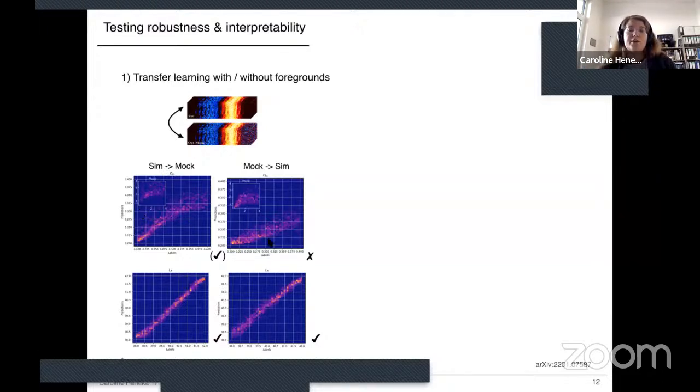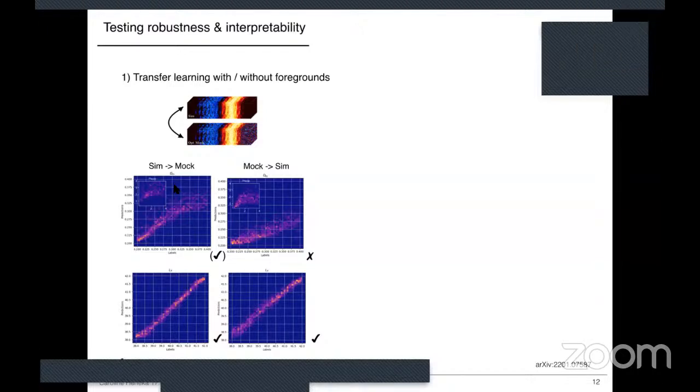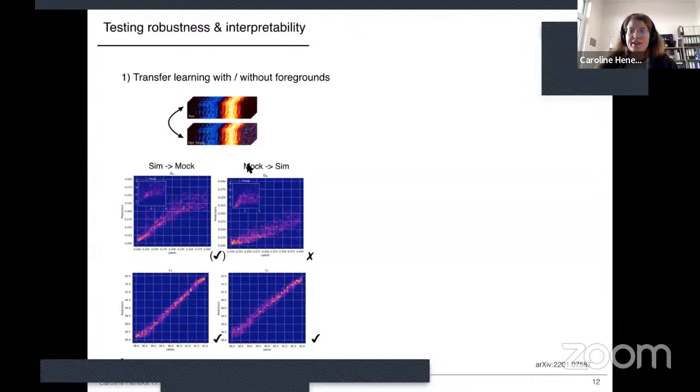But if we go the other way, so we say we have a good noise model, train our network on a light cone plus noise, and then go to the bare model, we actually get a large bias. So one needs to be careful here and really understand how to manage different levels of noise that come in that maybe we didn't expect when we infer parameters.